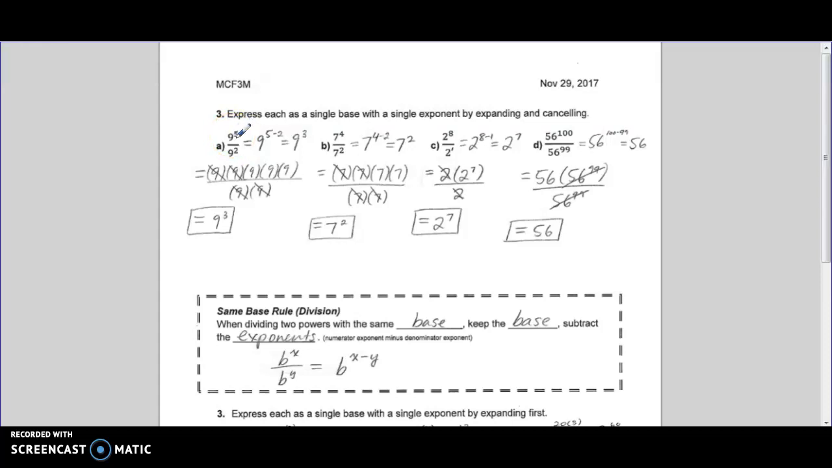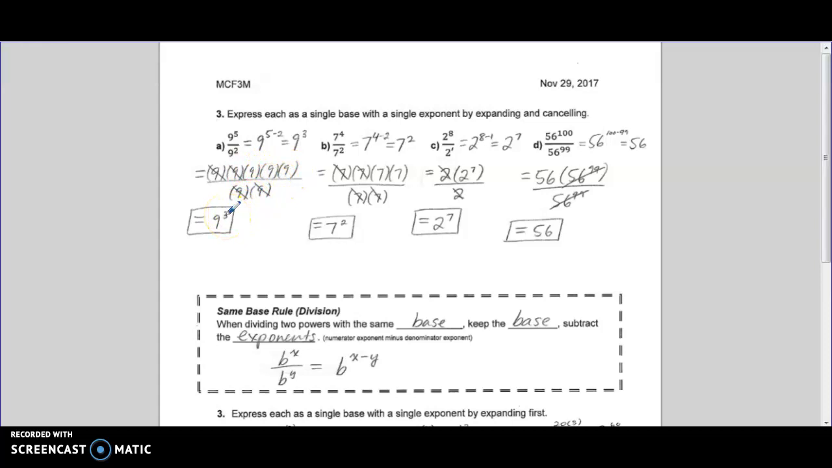9 to the power of 5 means 9 times 9 times 9 times 9 times 9 over 9 squared. So 9 squared means 9 times 9. Once we have that written out, we can see 5 9s on the top and 2 in the denominator. So we can basically cancel out 2 of the 9s. So we cancel out 1, 2 with 1 and 2 down here. So what does that leave us with? 9 times 9 times 9, which is 9 cubed.